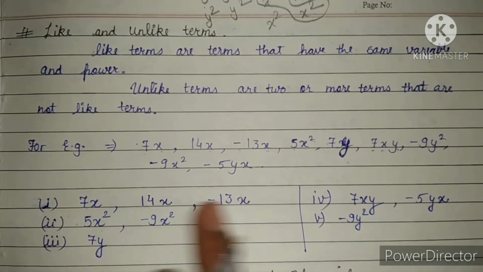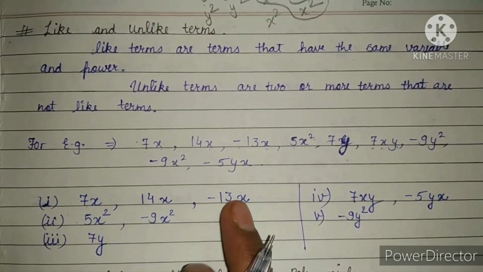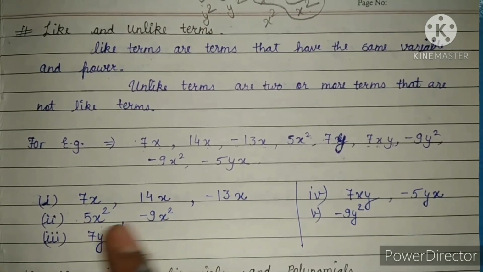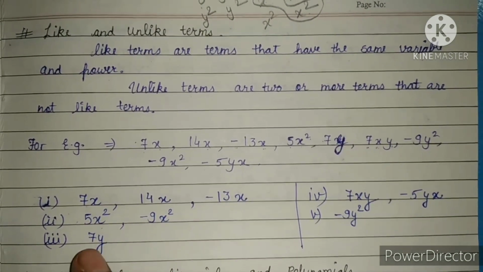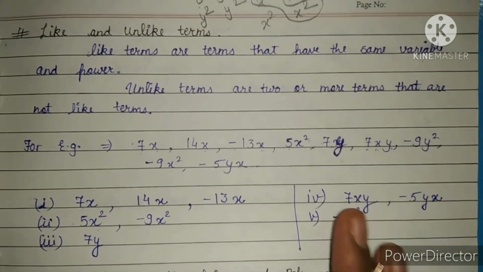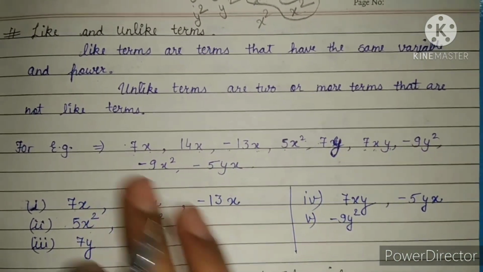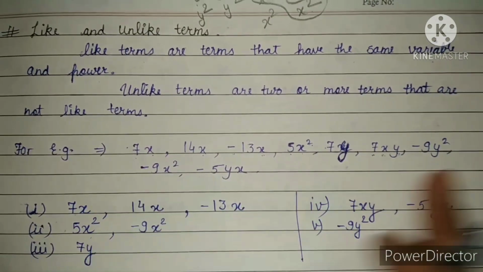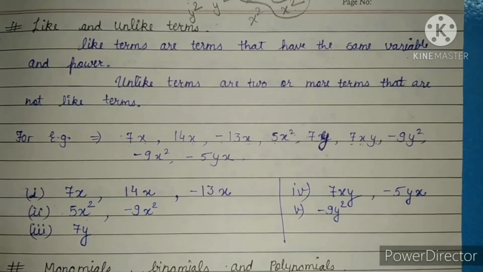So the first one is all a combination of like terms. The second one is also a combination of like terms. The third one is, the fourth one is, and the fifth one is too. But when we combine all of them together, as in the example, they are called unlike terms.